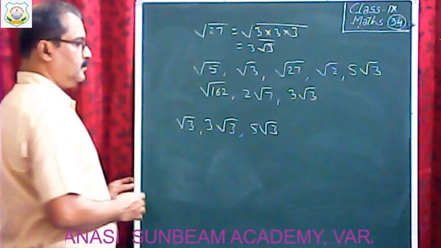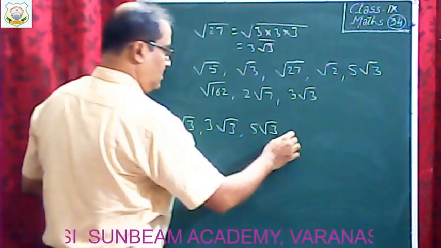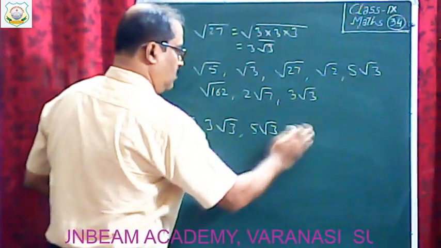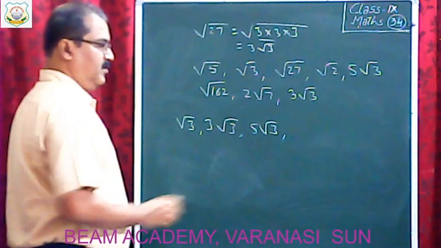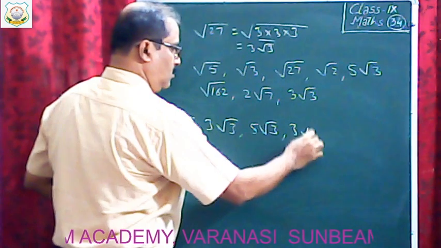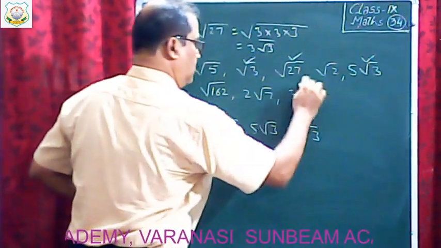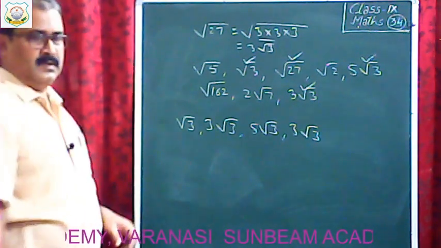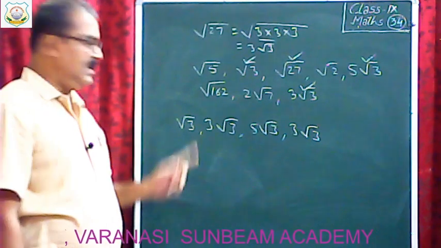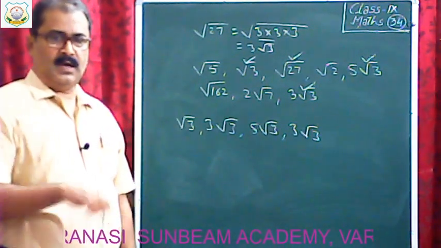162: 3 into 3 up to 5 times, 3 to the power 5. 9 square root 2, sorry. This is 9 square root 2. The radicands are different. Again 3 square root 3. So these 4 numbers are like numbers because radicand remains same as well as order of the radical remains same. All are 2.